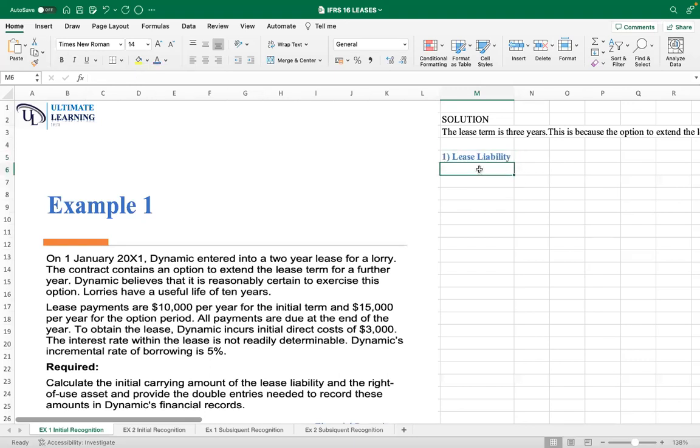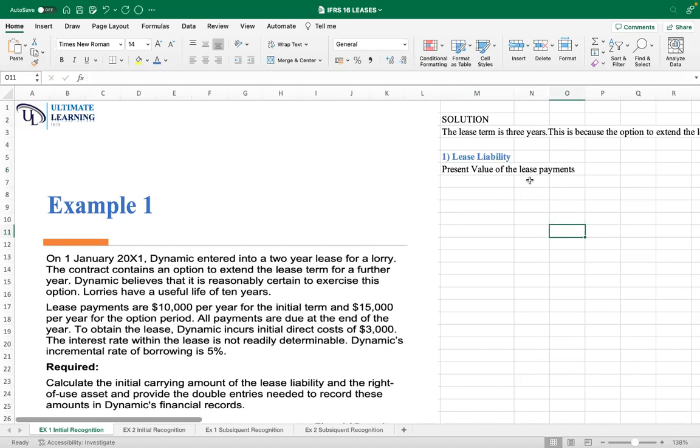Lease liability is... Okay, I'm not seeing a response. Lease liability is the present... Okay, I'm seeing people responding now. Thank you. Is the present value.